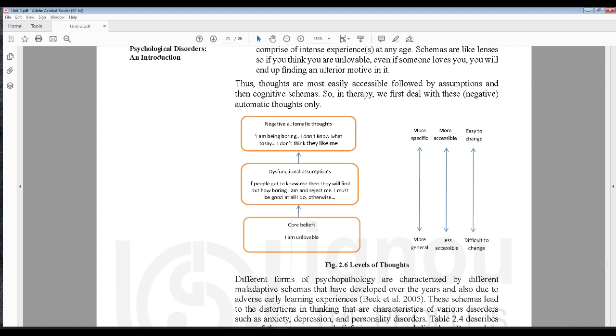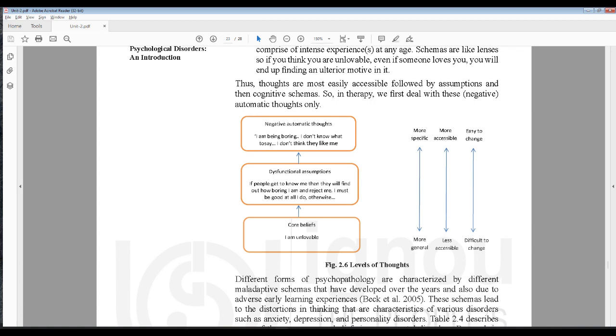Schemas are like lenses, so if you think you are unlovable, even if someone loves you, you will end up finding an ulterior motive in it. Thus, thoughts are most easily accessible, followed by assumptions and then cognitive schemas. So, in therapy, we first deal with these negative automatic thoughts only.